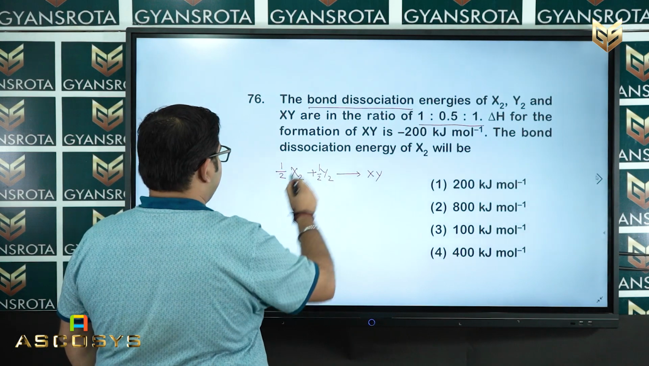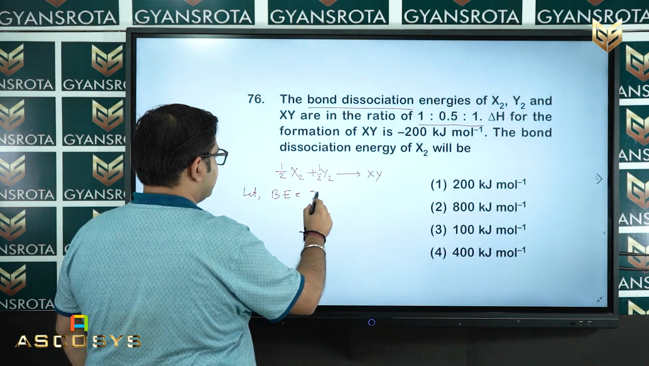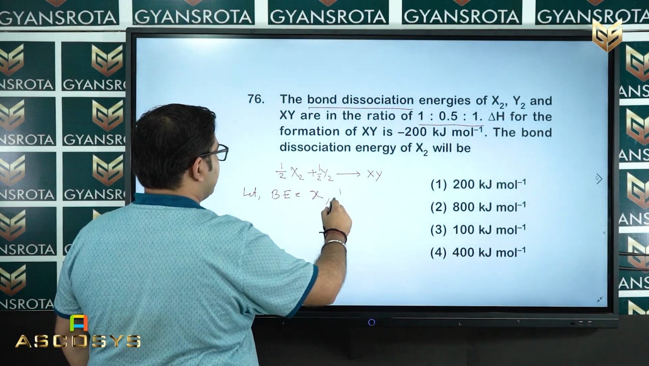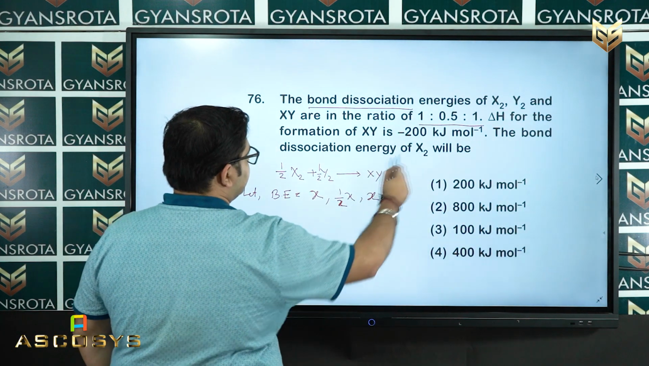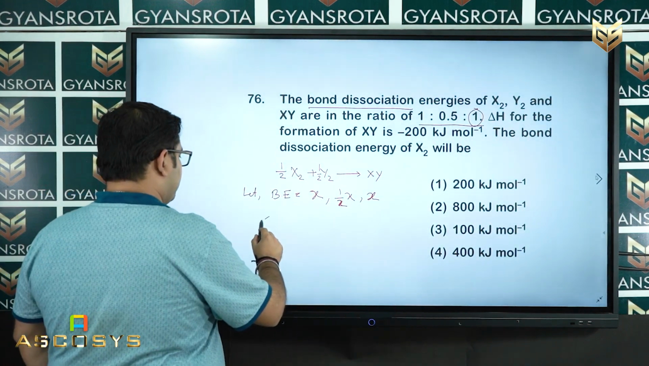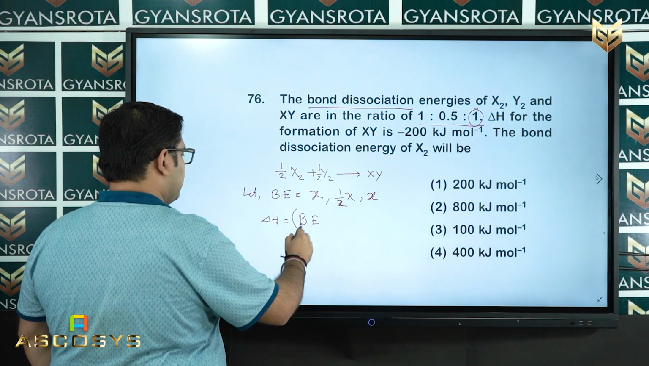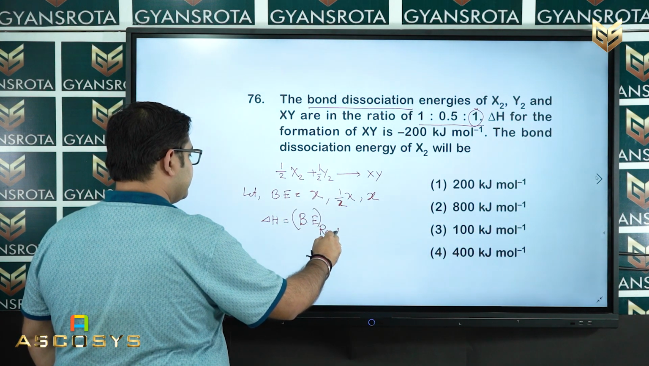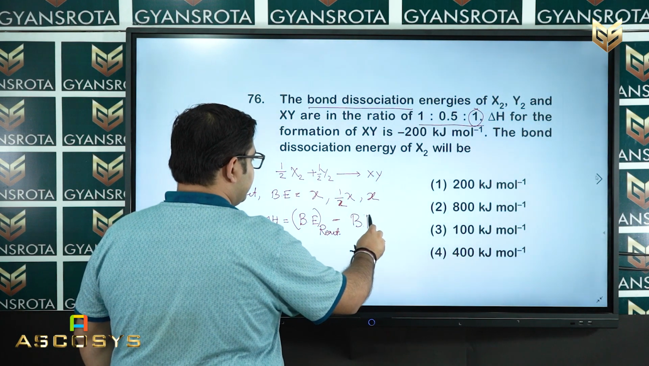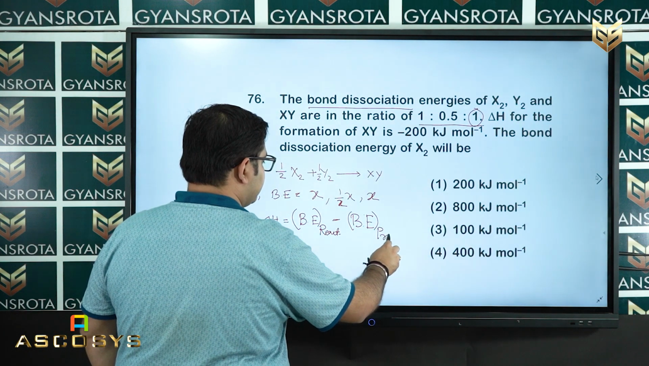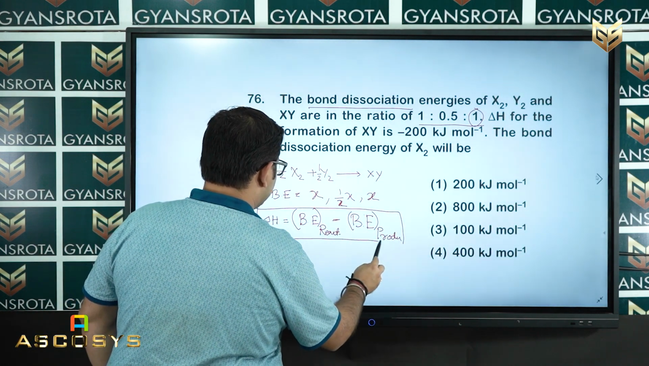Now, let us see the bond dissociation energy. Let the bond dissociation energy, I am writing as Be, is x, and this 0.5 I can write as half into x, and for XY it is coming as x, because here also 1 is given. Now, there is one formula we are using: delta H is nothing but the bond dissociation energy of our reactant. Always remember, not product first, here it is reactant first, this makes a difference from the other delta H. So, bond energy, and this formula is also given in your NCERT booklet, minus product. So, this formula we are going to use here.